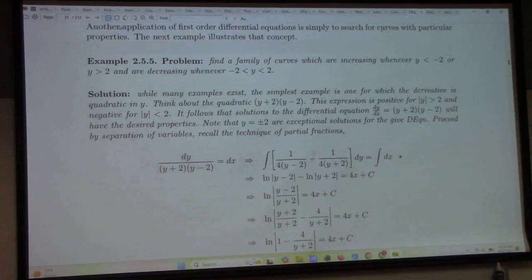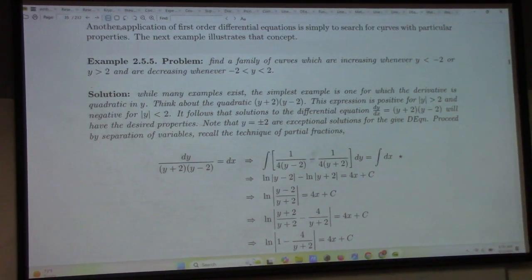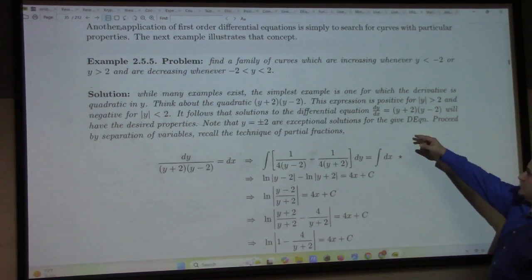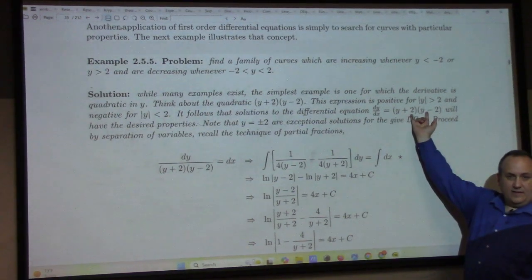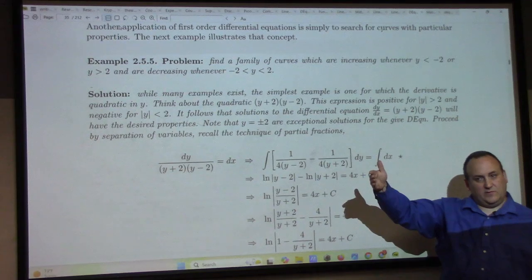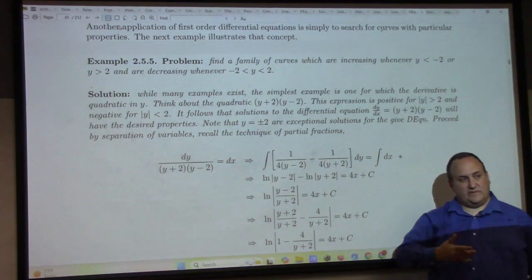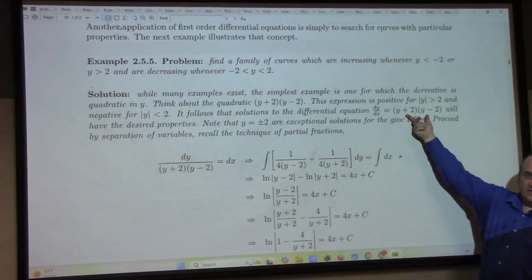Here's one that's a little bit more geometric in nature. This is kind of a more adventurous question, which is to find a family of curves which are increasing whenever y is less than minus 2 and y is greater than 2, and they're decreasing between minus 2 and 2. So I came up with this differential equation, (y plus 2) times (y minus 2). So that's like a parabola in y. And so parabolas go like this, right? So between the intercepts, it's negative, which means decreasing slope. And over here and over there, it's positive, which means increasing slope. So it's easy to check that this formula gives you positive beyond plus or minus 2 for y, and it gives you negative between plus or minus 2 for y, which is what I wanted.